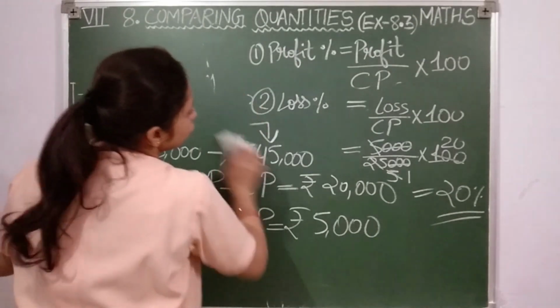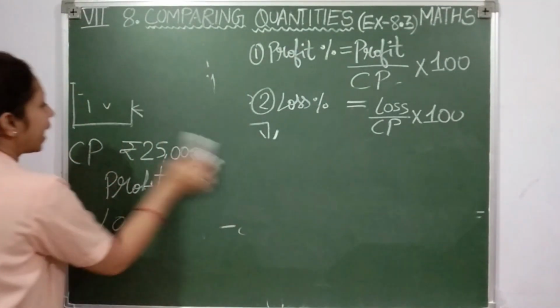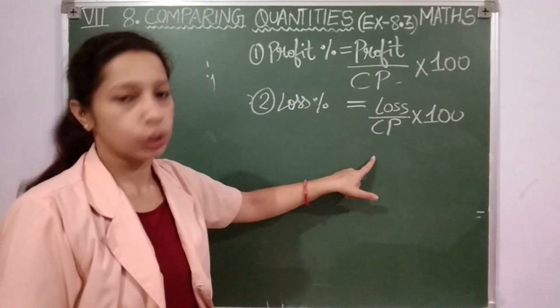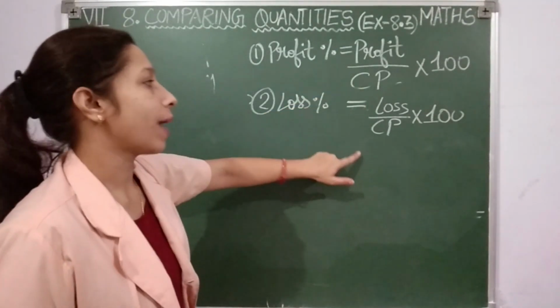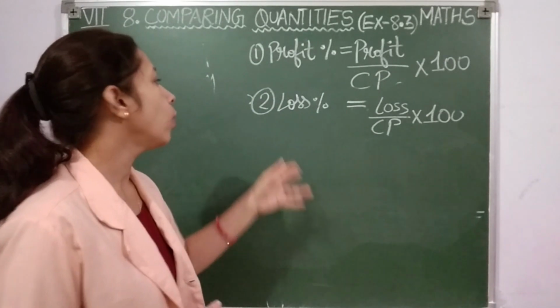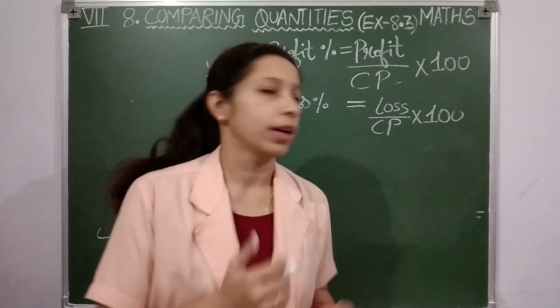Now your work is to note these formulas students. And always remember, we calculate profit percentage and loss percentage always on cost price. You should have cost price, then only you can calculate profit percentage or loss percentage. Note it down, and now we can solve first question from exercise 8.3 students. Note it down first.